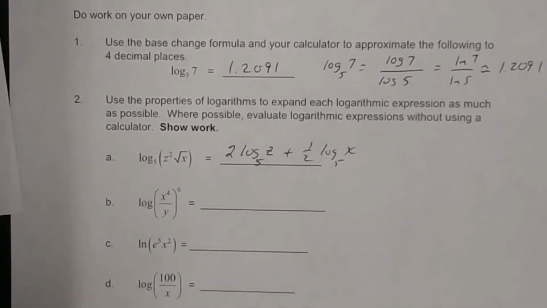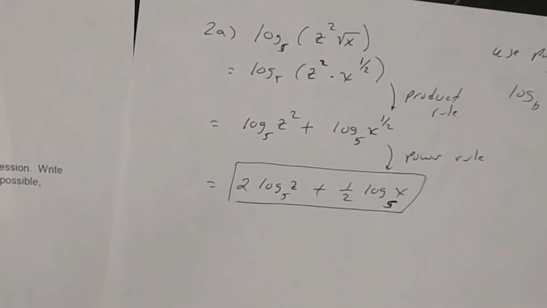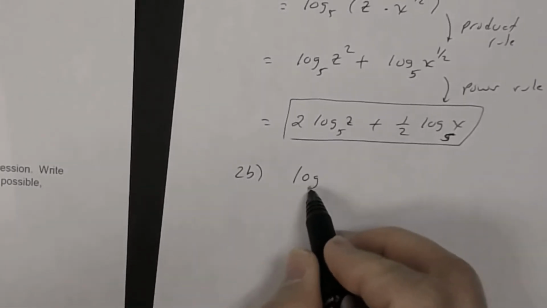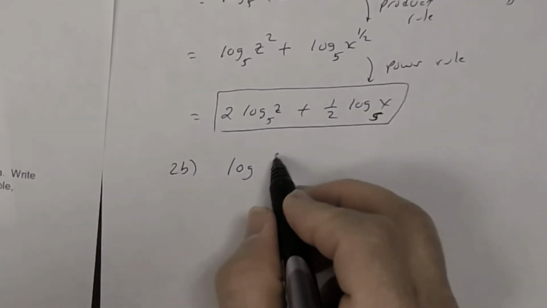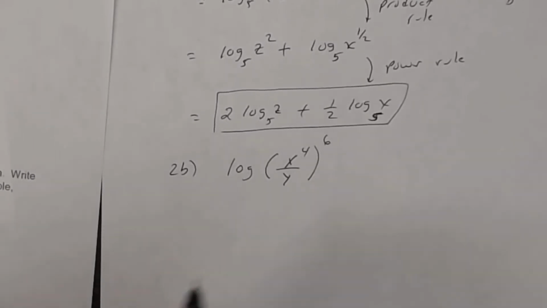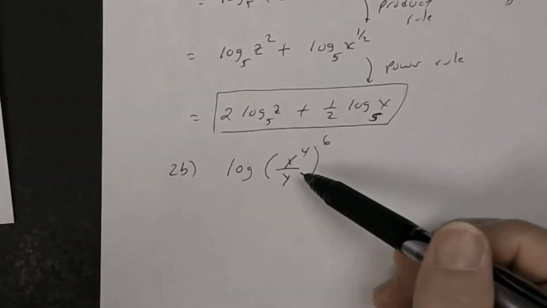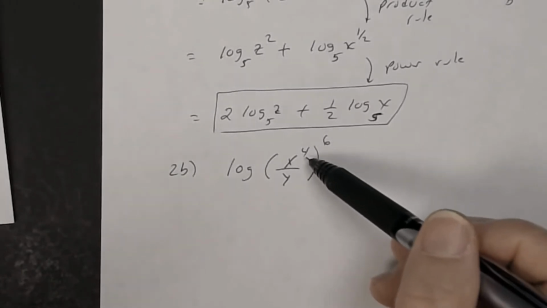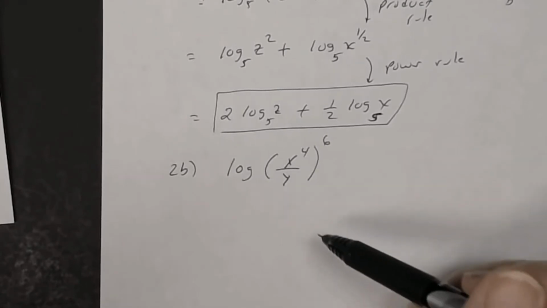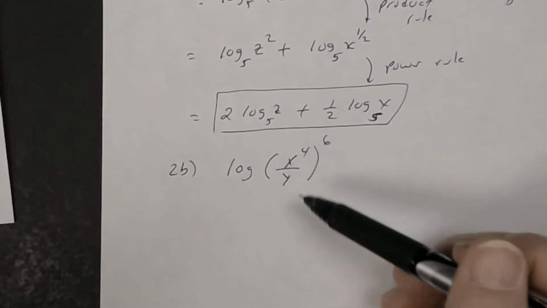All right. So let's look at 2b now. 2b says you want to expand the log of x to the 4th divided by y, all raised to the 6th power. If you look at this, notice several things. This is log base 10, so that's the common logarithm. Notice that I do have a quotient, right? And I do have a power and I have another power, correct?